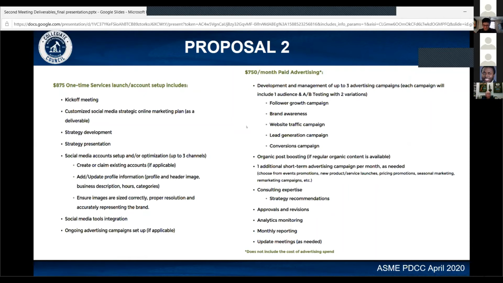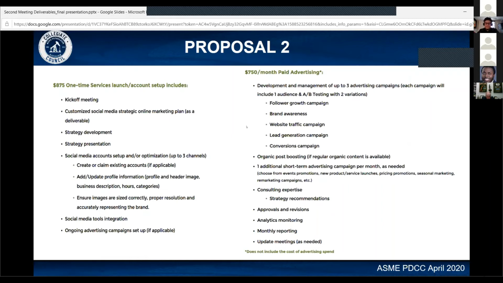And they were able to come up with a plan which was $875 initially for the first month to set up strategy plans, presentation, and that goal I mentioned, basically each social media working towards one certain goal. And from then forward, it reverts back to a $750 per month paid advertising.